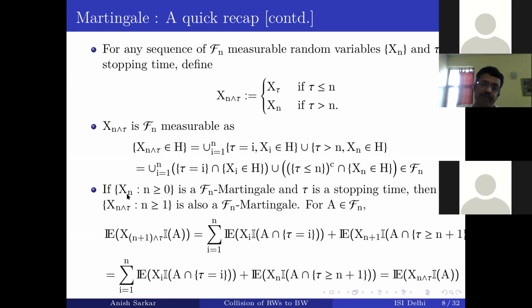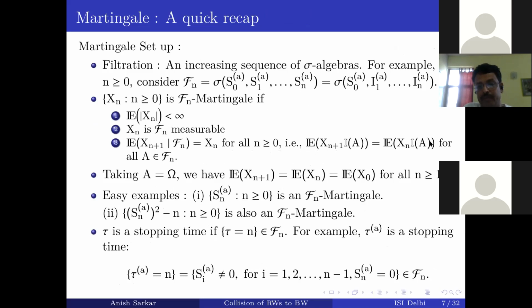So if xn is an Fn martingale and tau is a stopping time, then xn minimum tau, for n greater than or equal to 0, is also an Fn martingale. Okay, so this is the main thing I wanted you to remember. The proof is very simple. You just write down the possible values of tau, and use that xn is a martingale. Essentially this set will be in Fn, and you have to use this property of martingales.